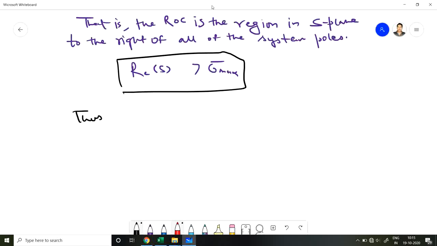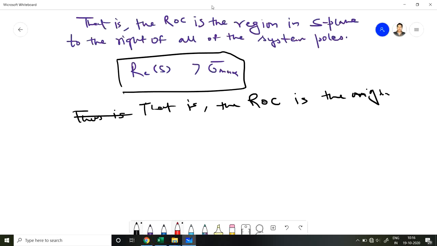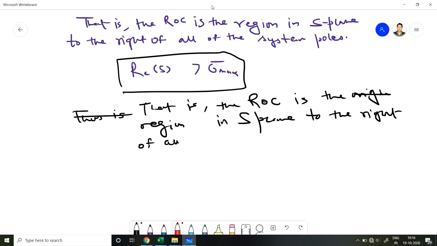Thus the ROC is the region in the s plane to the right of all the system poles.